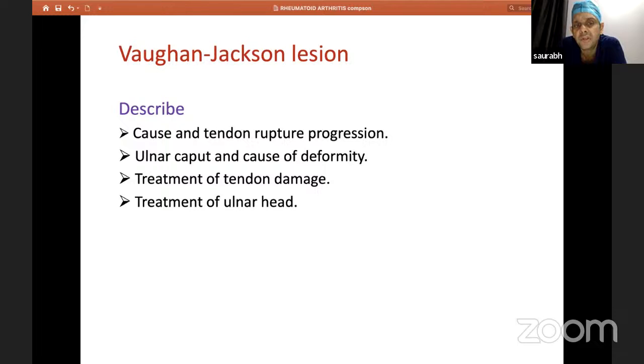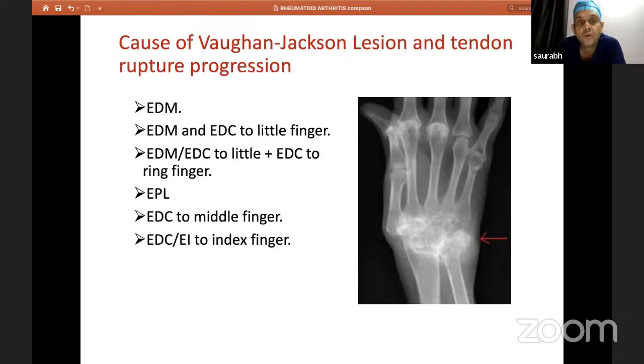Order of progression, what is ulnar caput? We've discussed. Then finally, the treatment of your tendon ruptures and treatment of your eroded, enlarged ulnar head. So cause discussed. EDM to little finger, EDC to ring finger, and the middle finger is not that, then EPL rupture happens around Lister's tubercle. Then to middle finger, and finally the ED to the index.